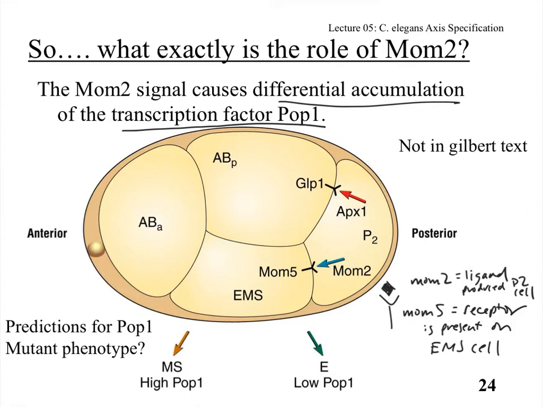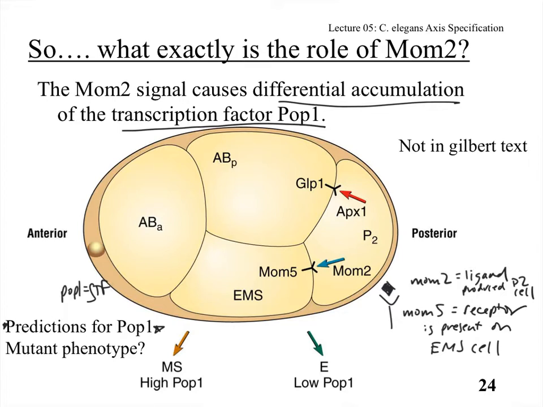Again, kind of off to the side, remember that POP1 is a transcription factor. This would be a specific transcription factor, by the way. And I'd like you guys to think about what you would predict for a POP1 mutant. If there's a mutation in POP1, a loss of function mutation, how would these fates be affected? So pause the video and think about that.